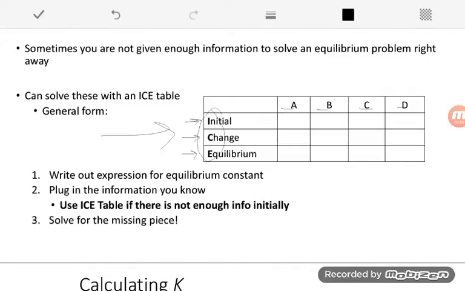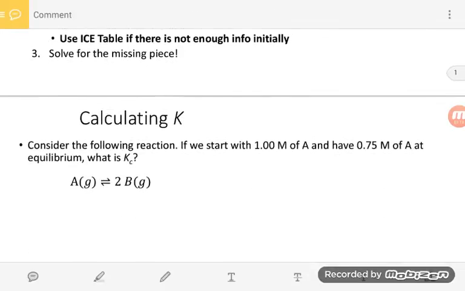So what we're going to do is follow the same procedure we've been following before. We're going to write out the expression for the constant. We're going to plug in everything we know, and if we can't solve right away, we're going to make an ICE table. After that, there should just be one piece left that we need to solve for. Now, there are 2 main ways these can shake out, so let's look at examples of each.